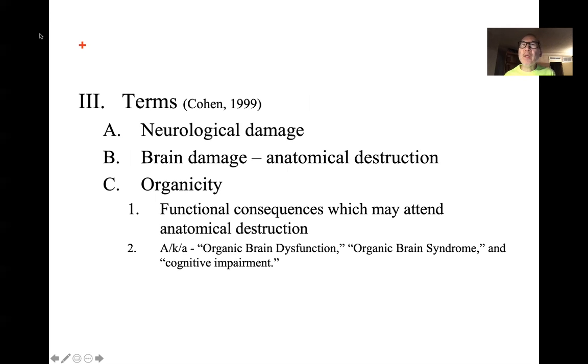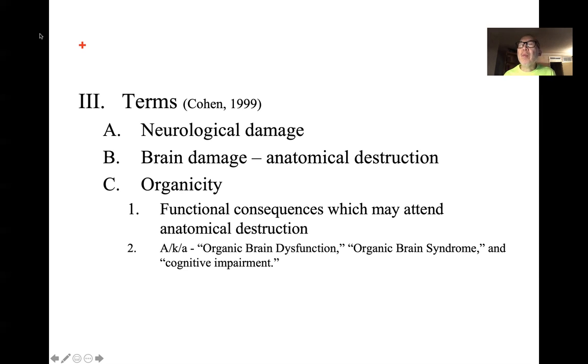Okay, some terms to be familiar with are neurological damage, brain damage, and organicity. Neurological damage is the big umbrella. That just refers to any kind of problem with a brain functioning. When you hear the term brain damage, though, that term is usually limited to when there's actual anatomical destruction.